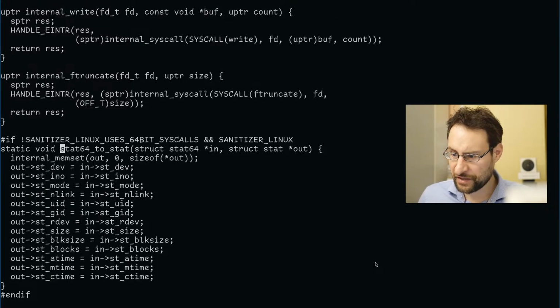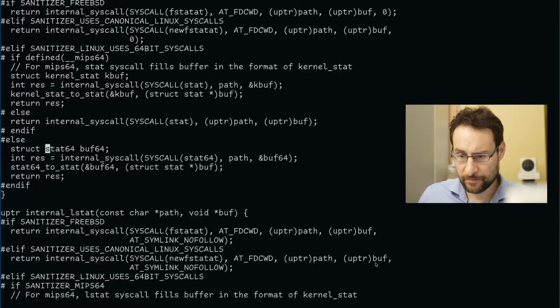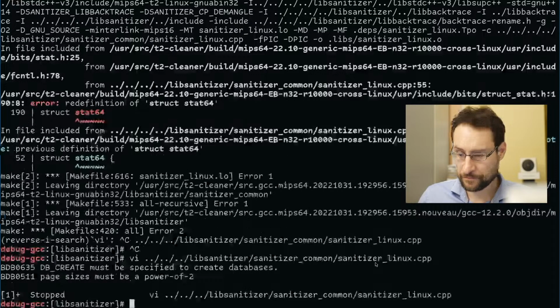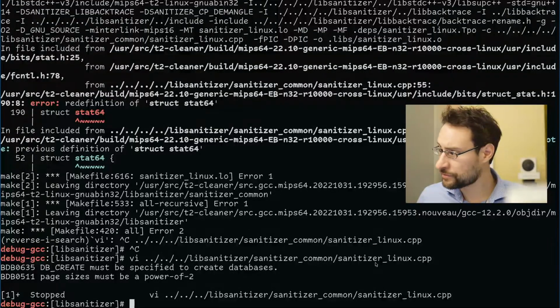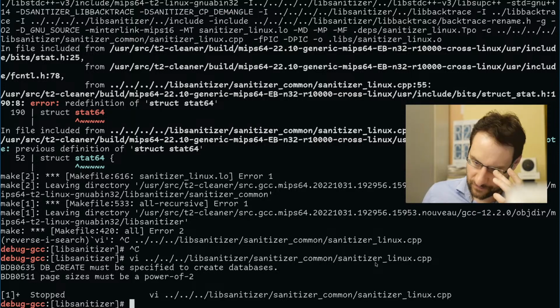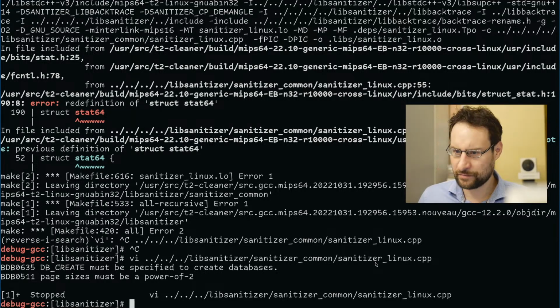It's probably fair to say that... where even was it? Redefinition of struct that in file included from, redefinition of, in file included from, not previous definition of asms.h. What the heck? Can't make this up.